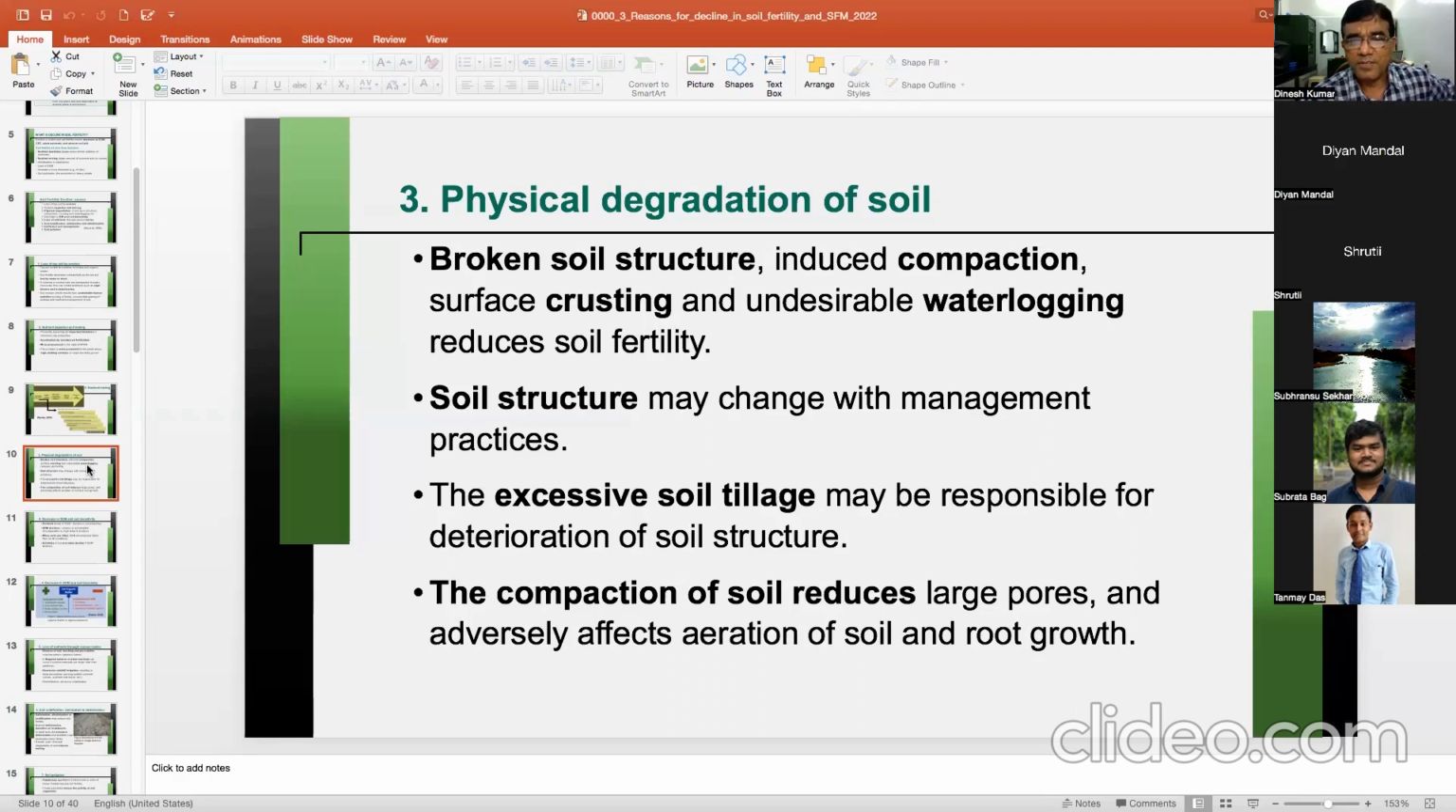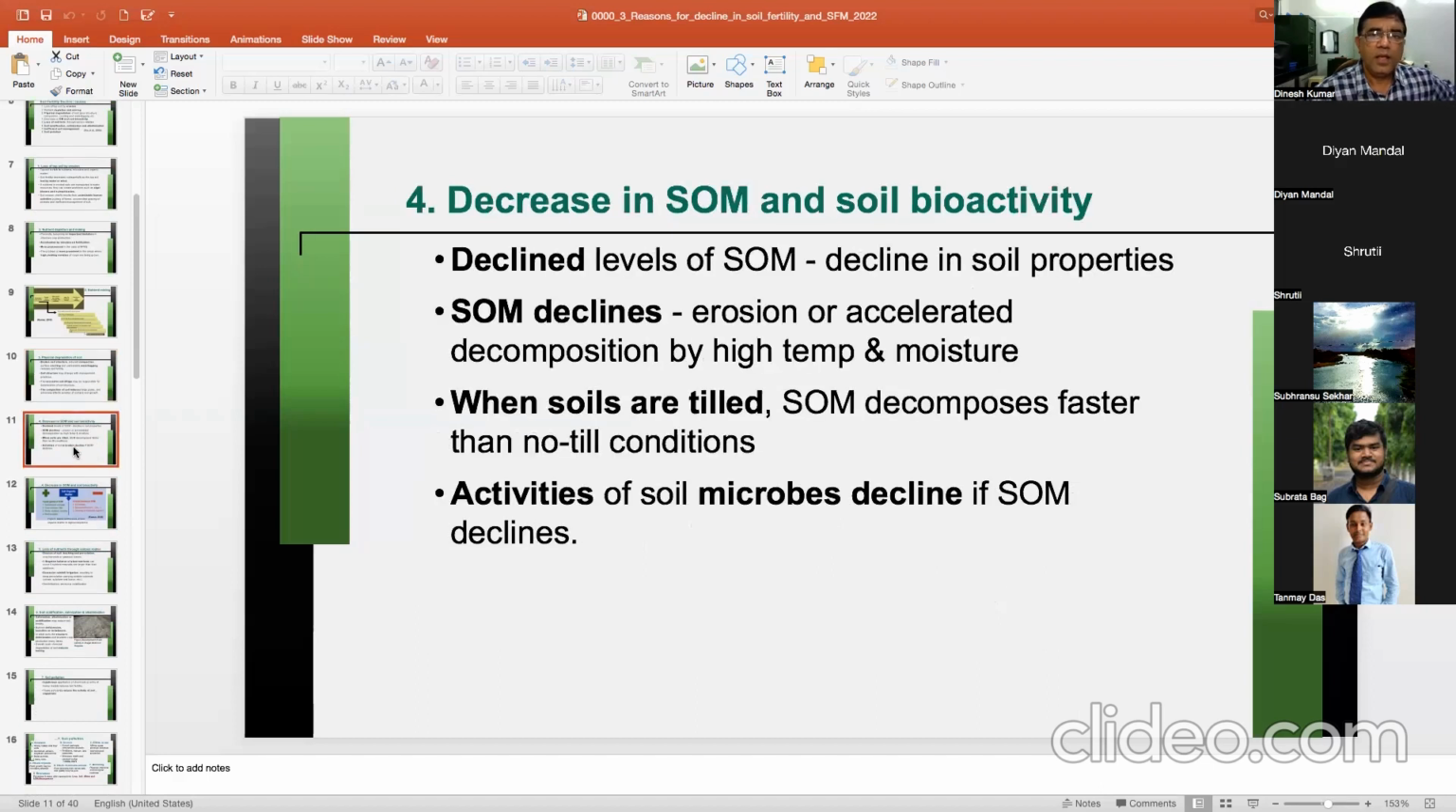Soil structure may change with management practices also, like conventional cropping or more tillage or poor crop rotations. Excessive soil tillage may be responsible for deterioration of soil structure. Soil compaction reduces large pores and adversely affects aeration and root growth. Soil organic matter content is also decreasing.